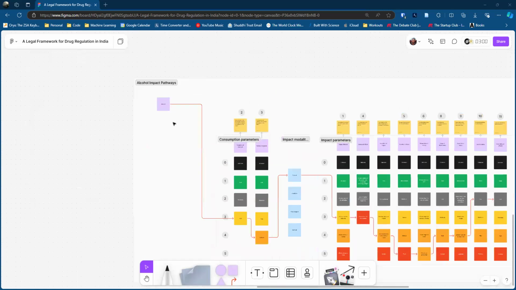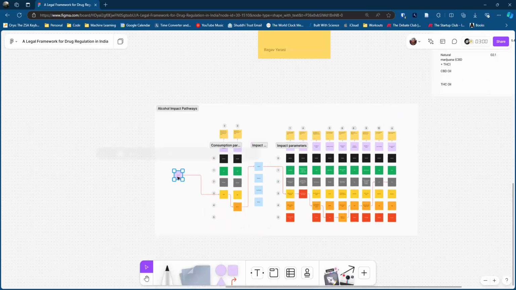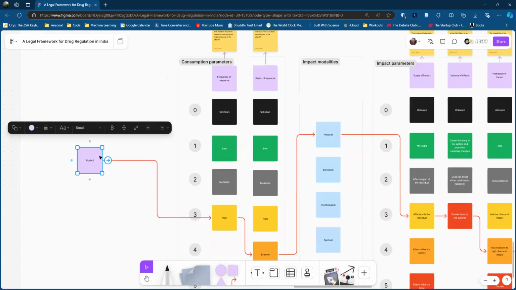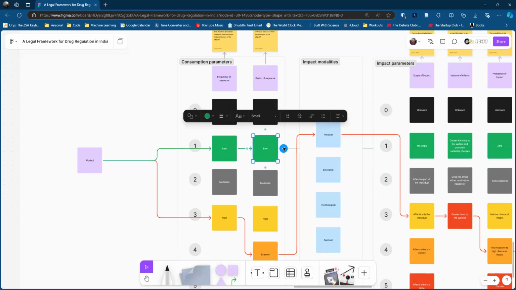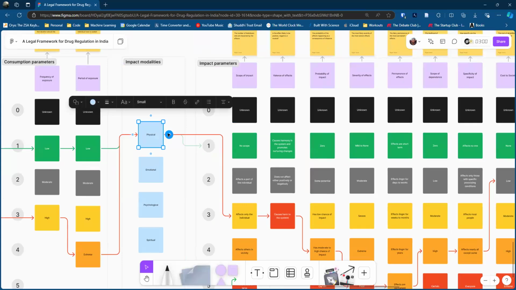So for this one, we're just looking at alcohol as a thing, and let's look at the lowest case. So let's say that here we're having the low dose, and the period of exposure is also low. From here, if you look at the physical dimension, impact parameters, scope of impact is 'affects part of the individual.' What do you think about the lowest impact? If somebody drinks alcohol once a month, would you say no scope or affects a part of the individual? I don't think it has any effect, right?